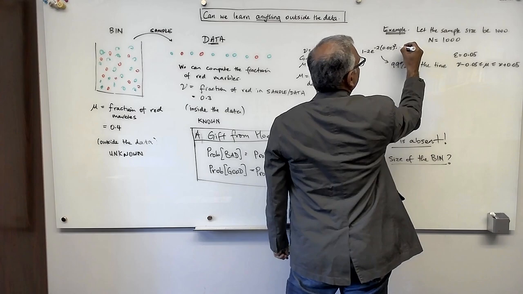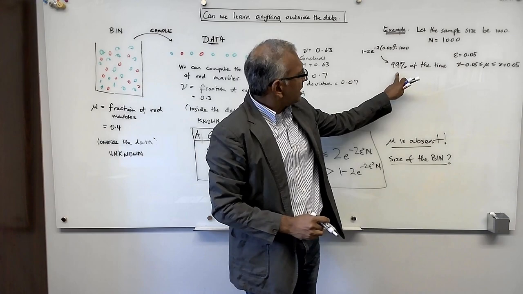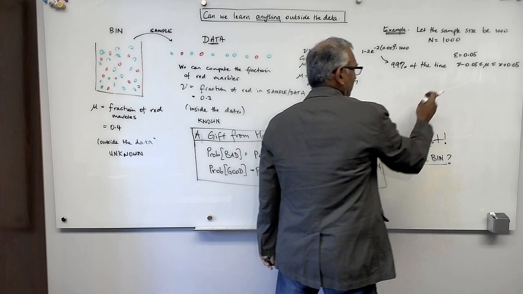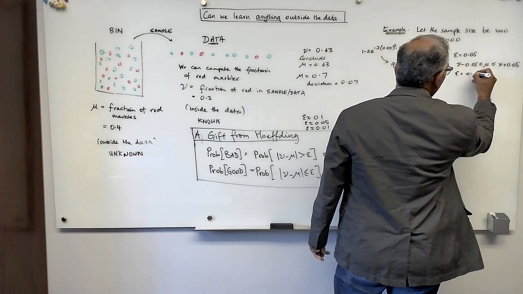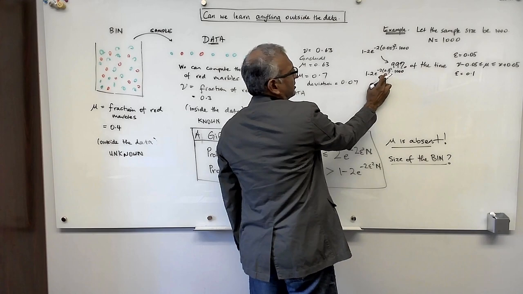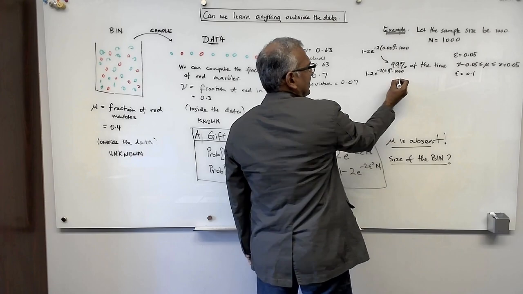Okay, and you'll find that 99% of the time, when I observe nu, it'll be the case that mu is within 0.05 of the observed nu. What about if I relax my condition, if I'm less stringent? If epsilon equals 0.1, then the number I want here is 1 minus 2e to the minus 2 times 0.1 squared times 1,000. Now 0.1 squared is 1 over 100, so this becomes e to the minus 20, so we are already guessing that this is a tiny, tiny number. And then when you do 1 minus that, it's basically 1.